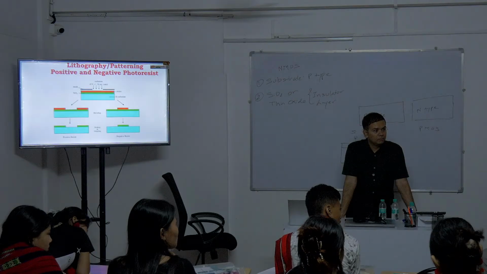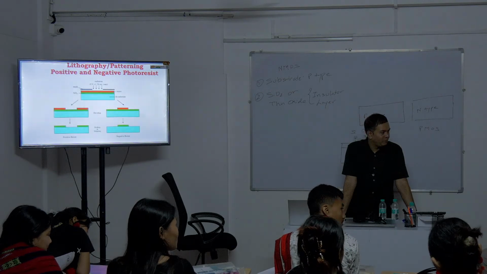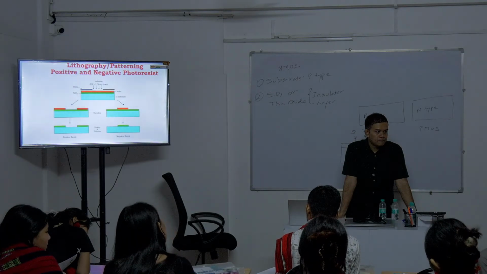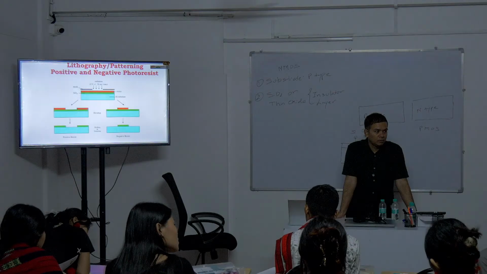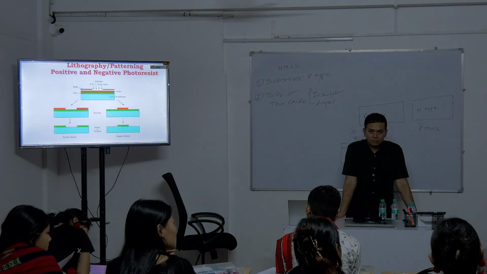So now there are two ways to make the chip: either positive resist or negative resist. We have to choose. There are two types to make the pattern. You understand that?